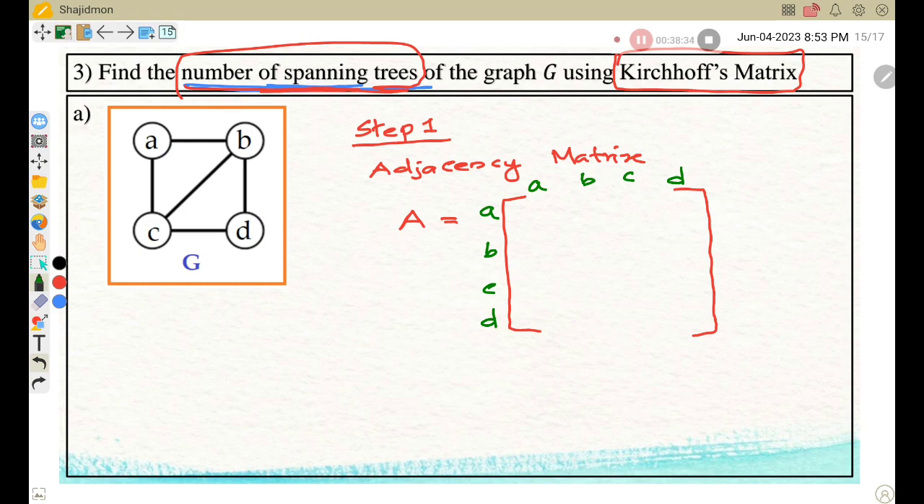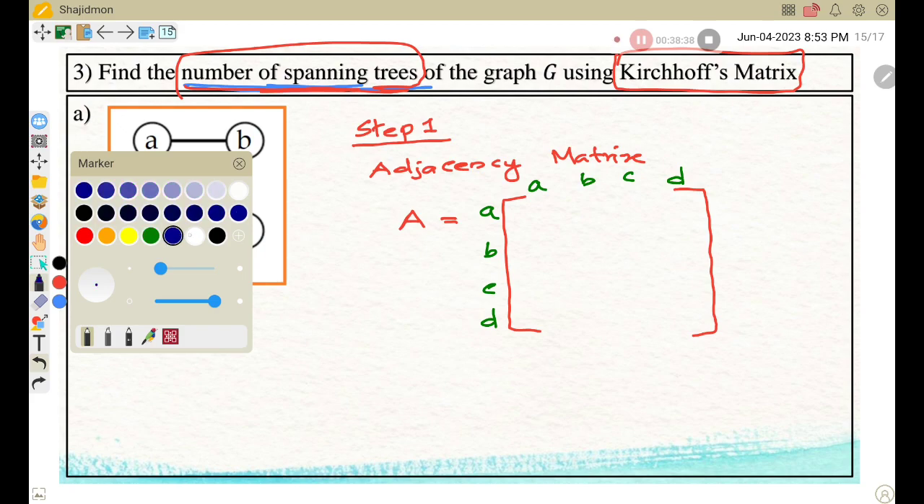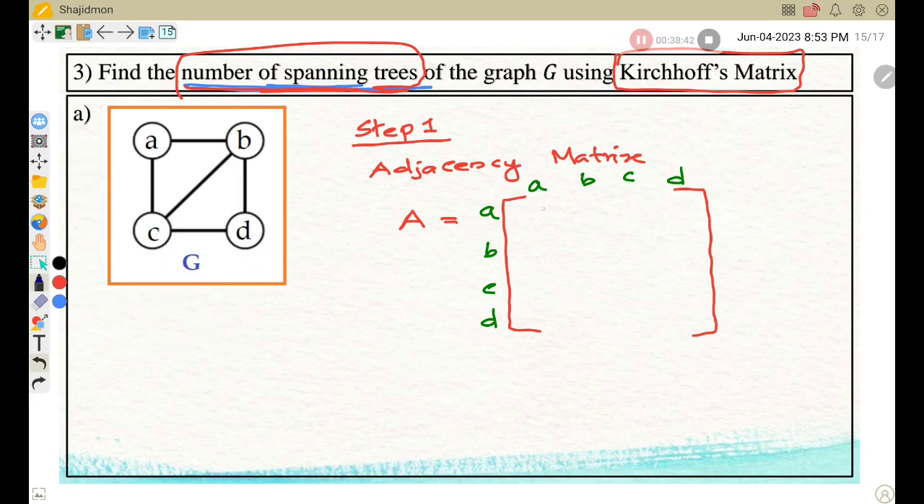Now you can see in the graph, from A to A there is no edge. The number of edges from A to A is 0. A to B, we have one edge here, so 1. A to C, we have one edge, correct, this one. A to D, there is no direct edge, 0. Same, we can continue. B to A, that is 1. B to B, 0. B to C, 1. And B to D, also 1. Same, we have C to A, 1. C to B, 1. C to C, 0. And C to D, that is 1. Now, D to A, 1. D to B, that is 1. D to C, 1, and D to D, there is no direct edge from D to D, correct?